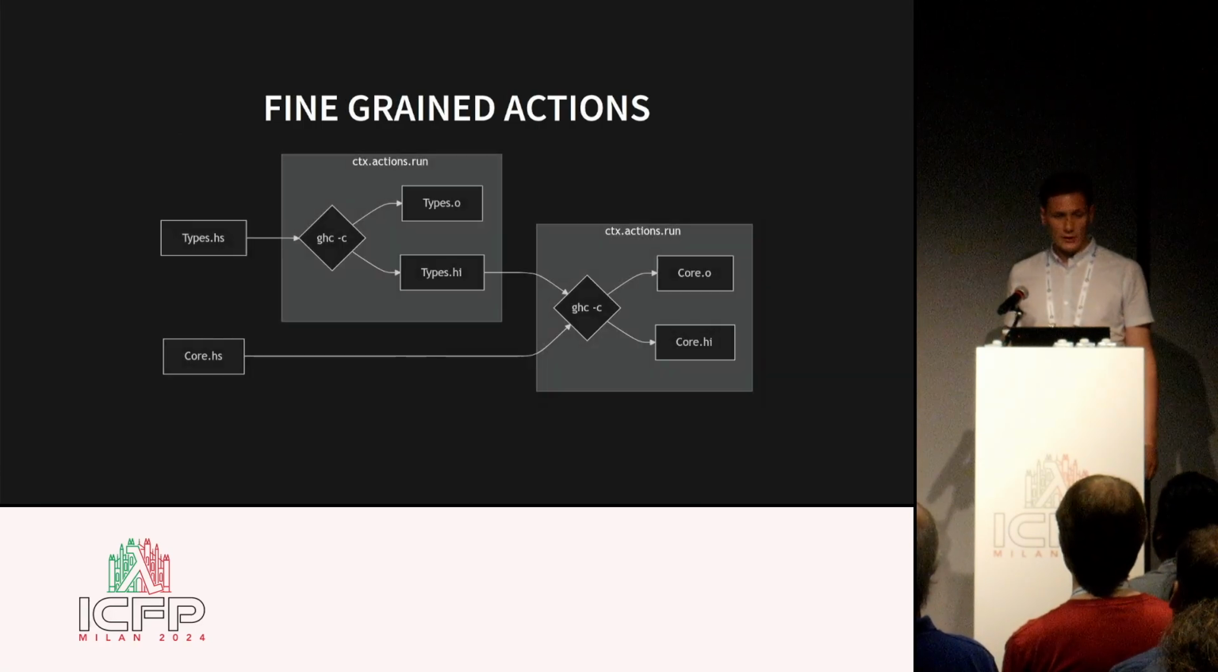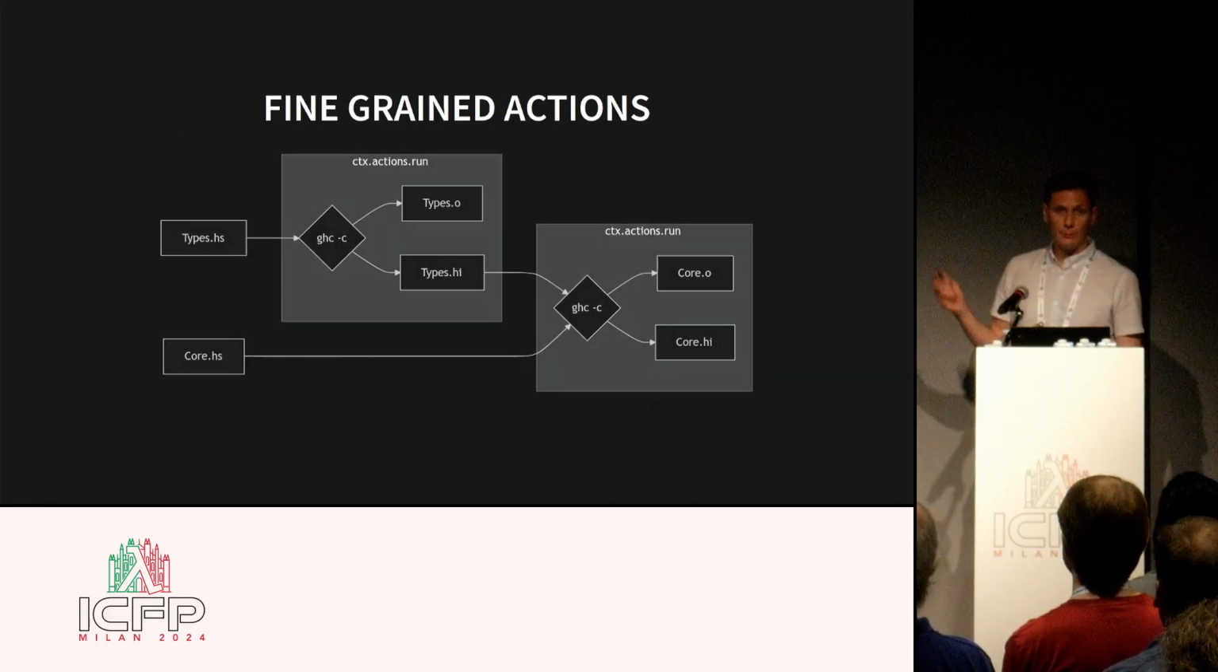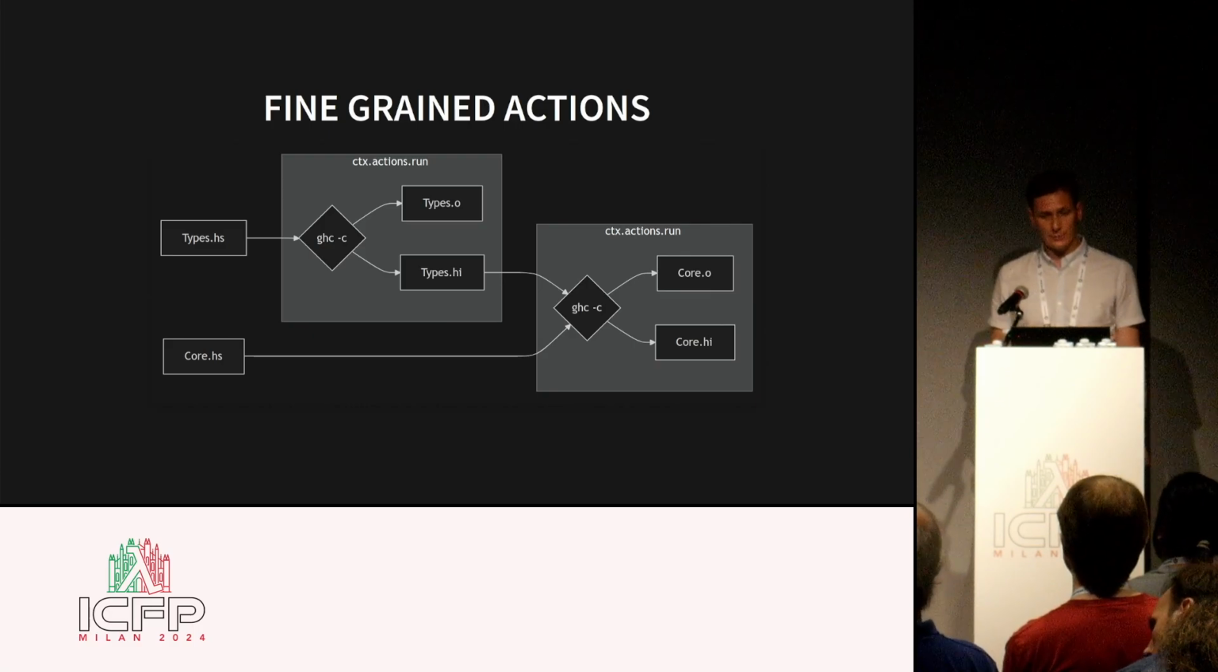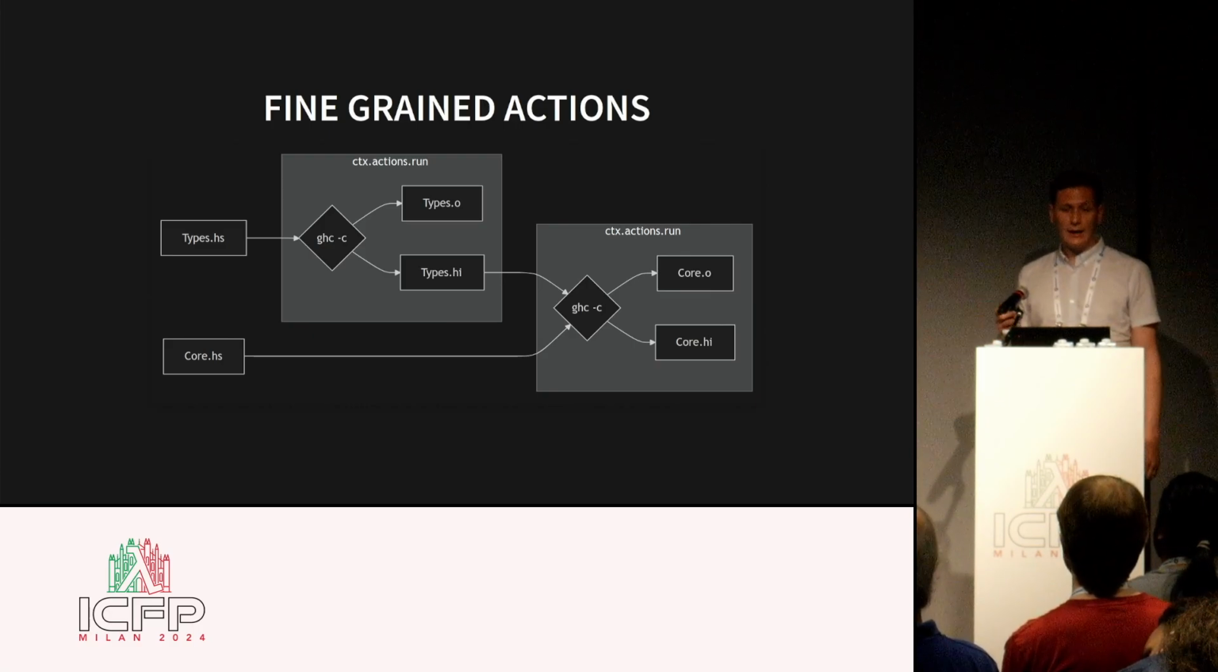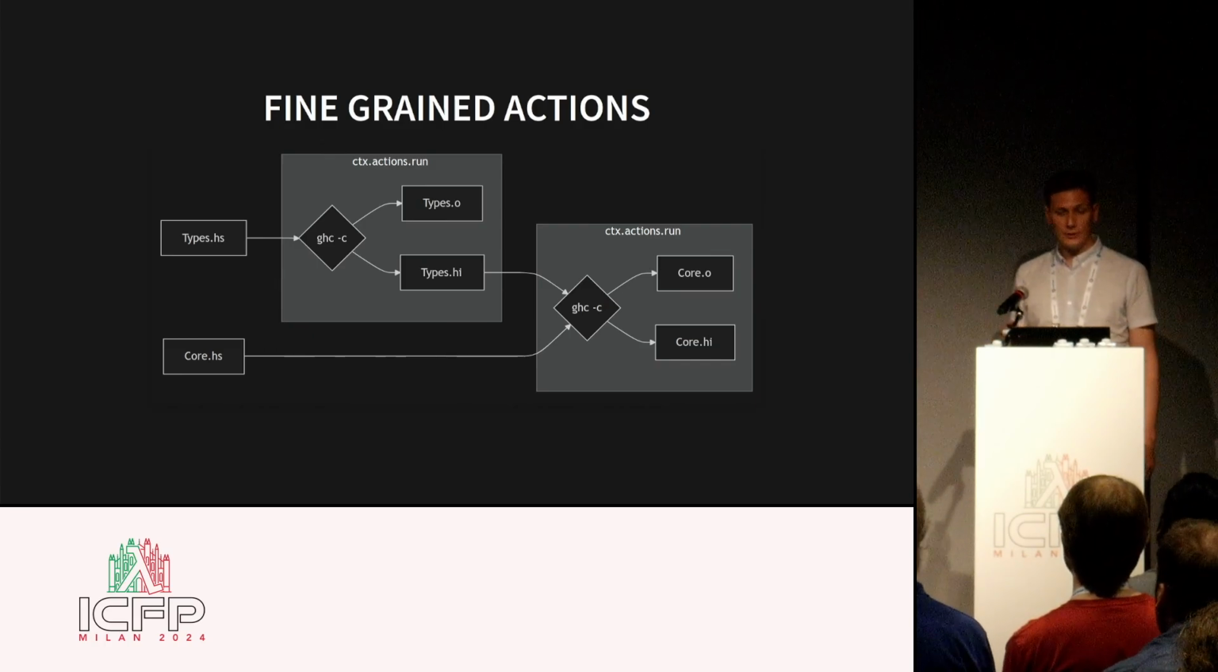So what we really want is fine-grained actions where each of those compile steps is a single build action to the build system. That also means we want to use GHC one-shot mode, and we want to get out of its built-in incrementality. So if we change the Core module, for example, we don't have to rebuild the Types module, and we can distribute them onto remote execution nodes separately and all that.